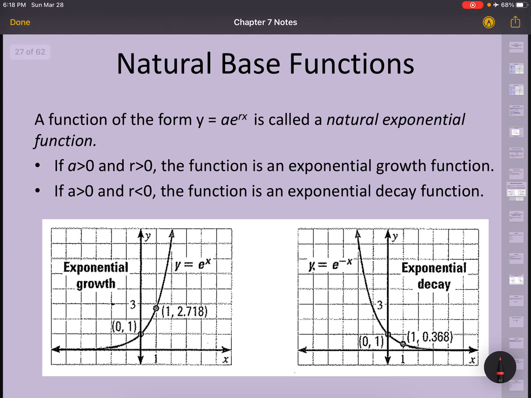We can also graph these natural base functions. They are still exponential functions, so these can still be growth or decay. A function in the form y equals a times the Euler number e to the r times x power is called a natural exponential function. If a is bigger than 0 and r is bigger than 0, the function is an exponential growth function. And if a is greater than 0 and r is less than 0, the function is an exponential decay function, which makes sense because if your rate r is bigger, it's going to be growing each time, whereas if your r is less than 0, it's going to be decaying by a certain percentage.